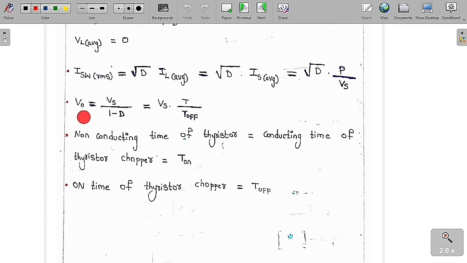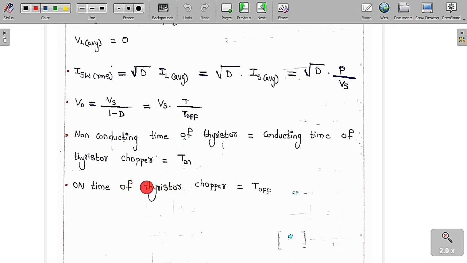I have already told you the average value of the output voltage is equal to Vs by 1 minus d, where d is equal to T on by T. So if you substitute here, you finally get Vs into T by T off. So if you know T and T off, you can substitute and get the value of V naught.